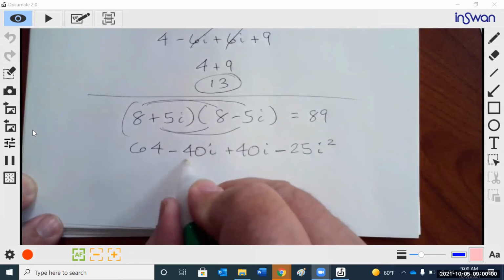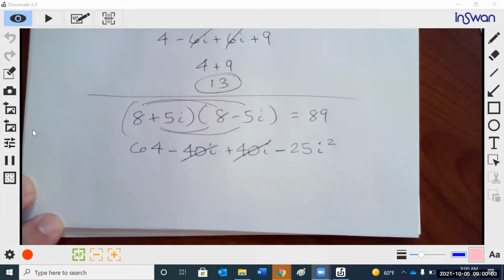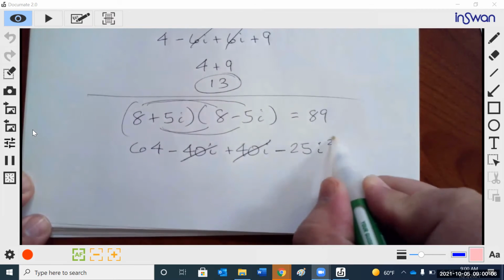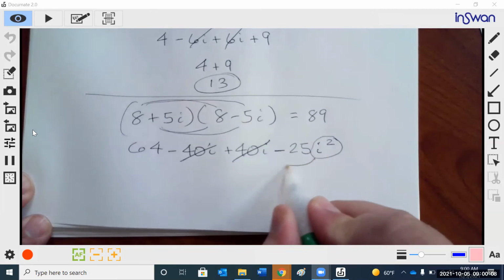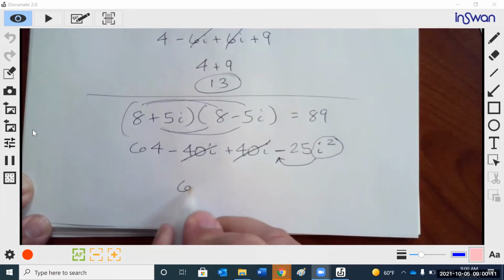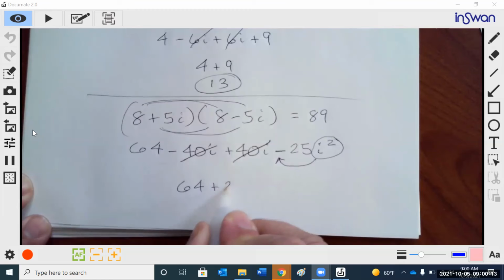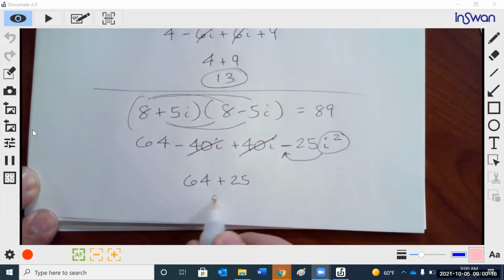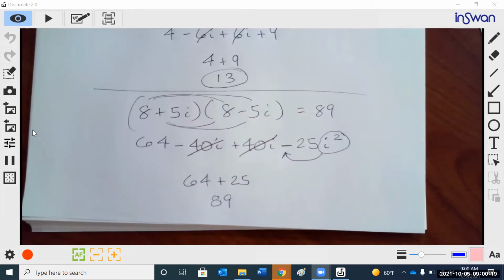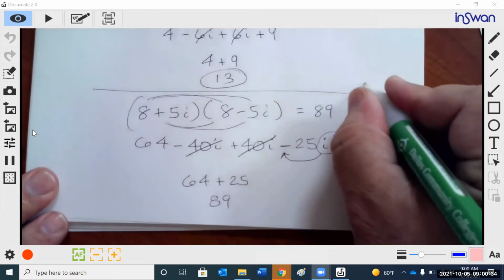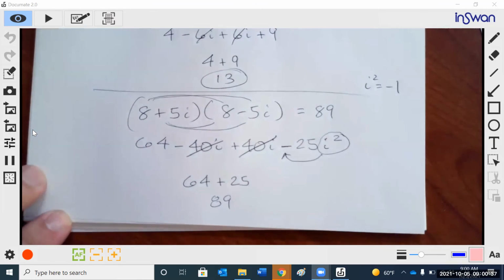We see automatically that the 40s cancel. Let's get rid of those. They're the same but different signs. This i squared, all it does is change the sign in front of there. So what I have is 64 plus 25, which is 89. i squared becomes -1.